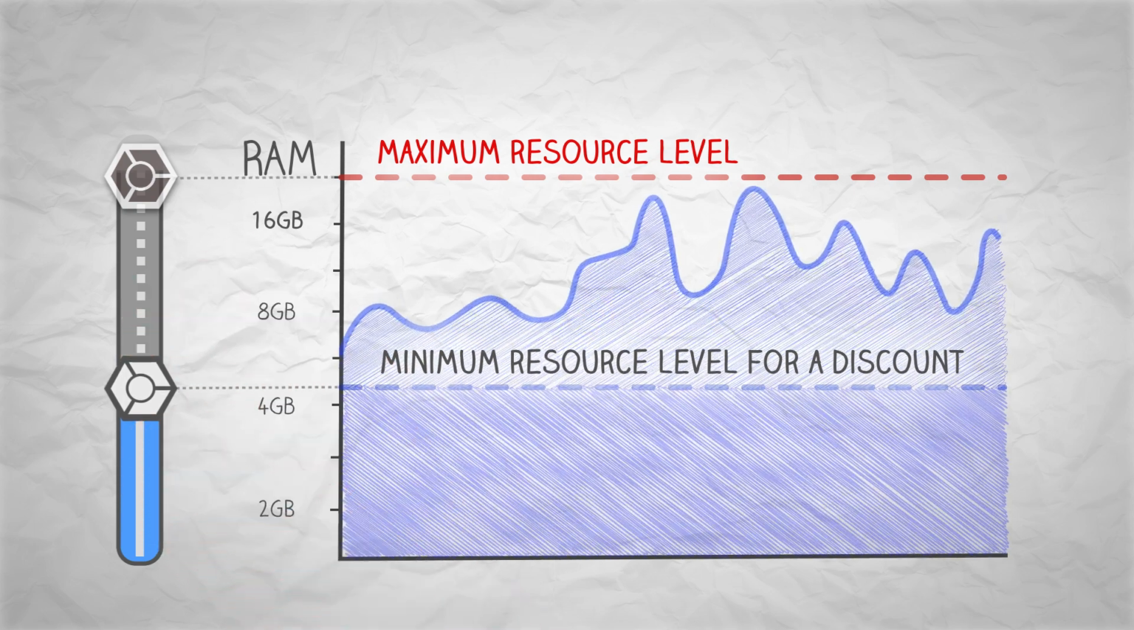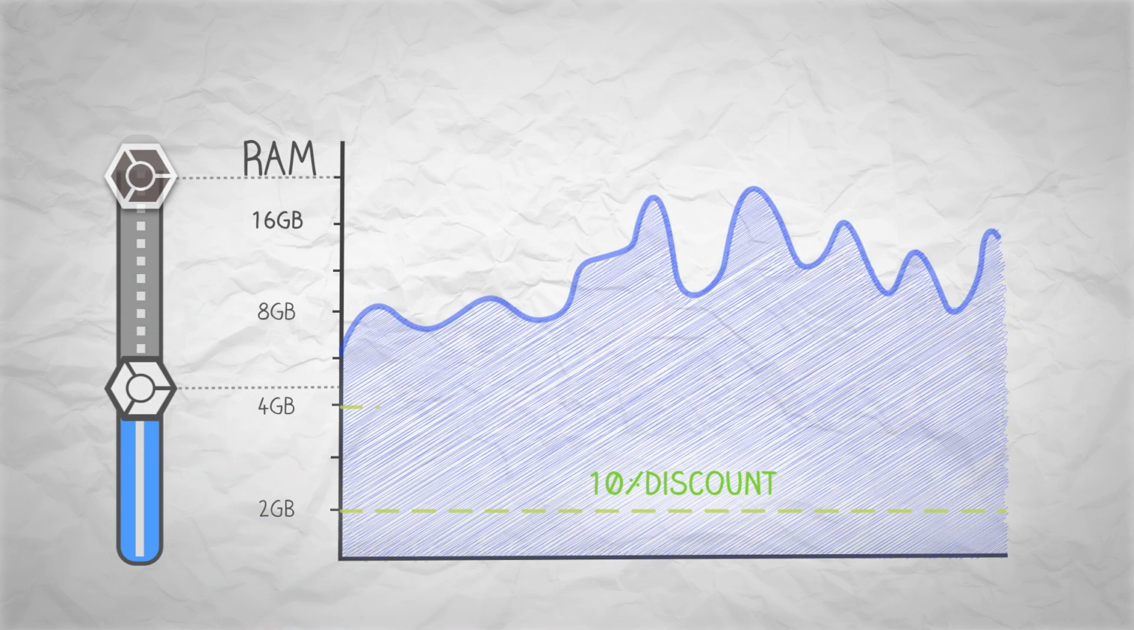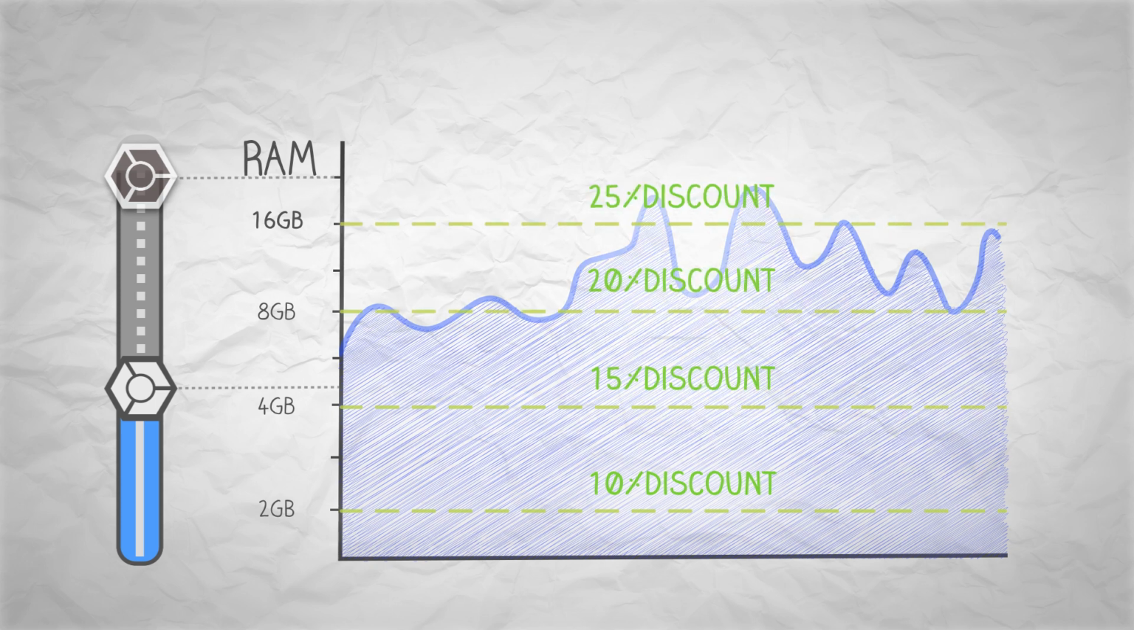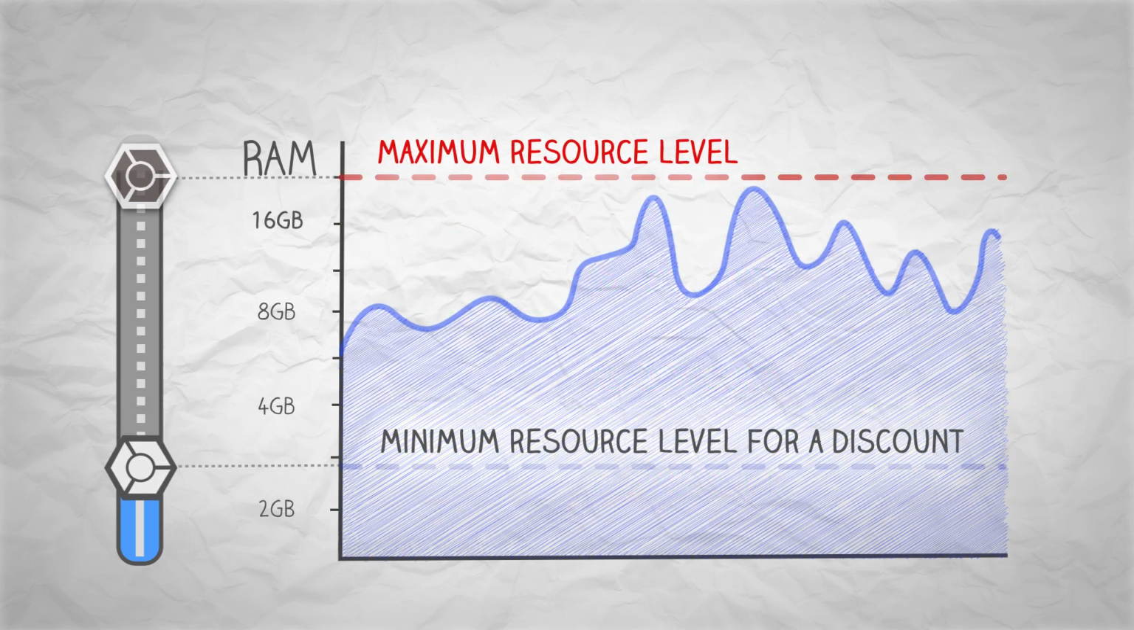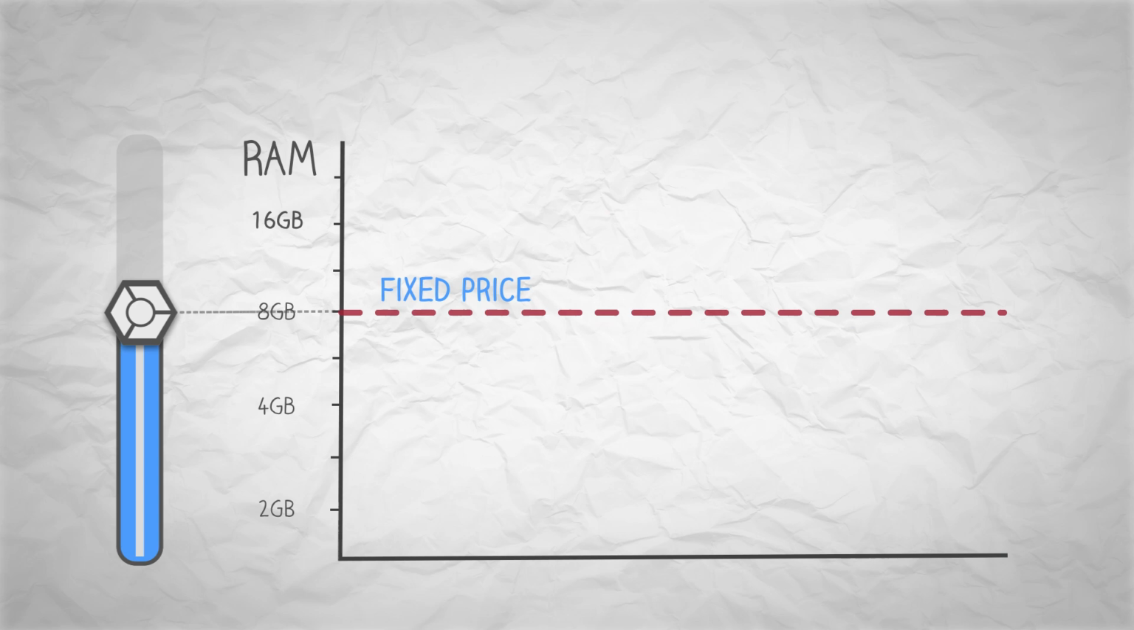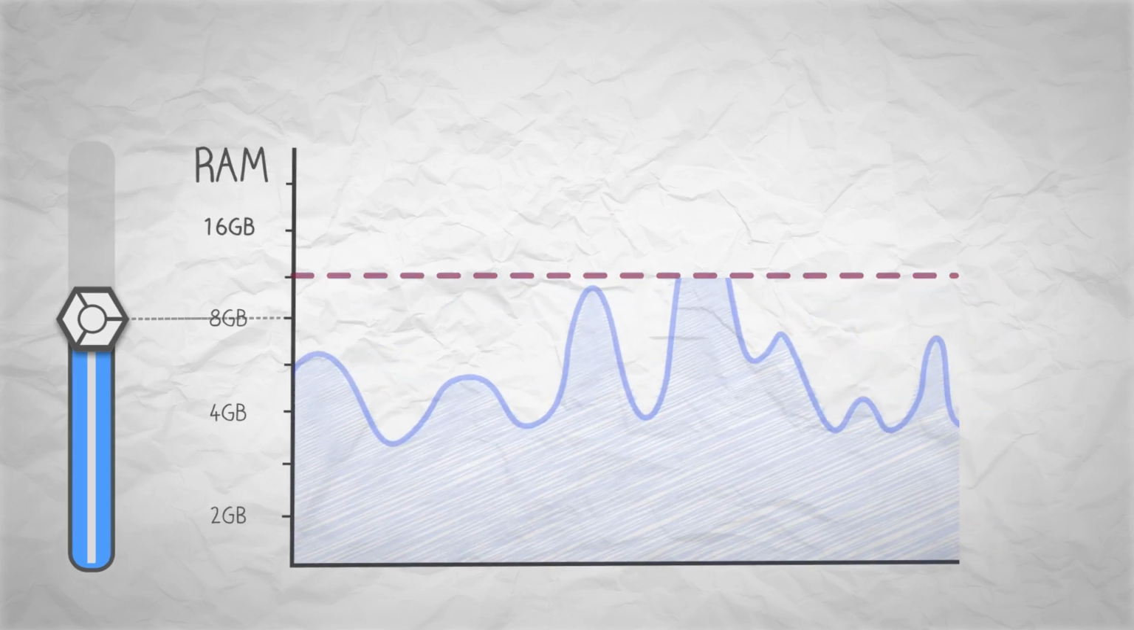And as your application gains popularity and its resource usage increases, Cloudlets automatically applies an extra volume discount to keep your costs down. Want to pay a fixed price? No problem. Just set the maximum and minimum limits to the same value to disable automatic scaling.